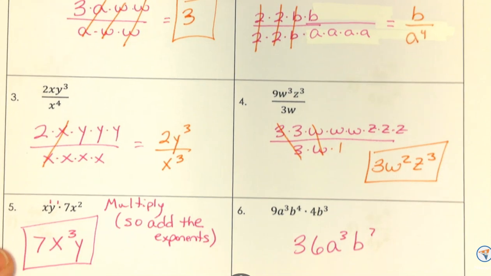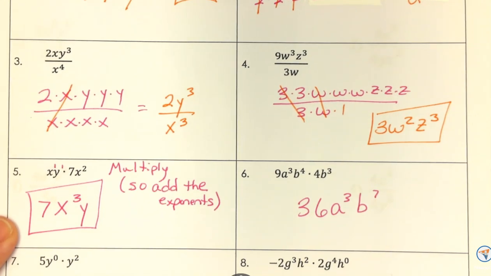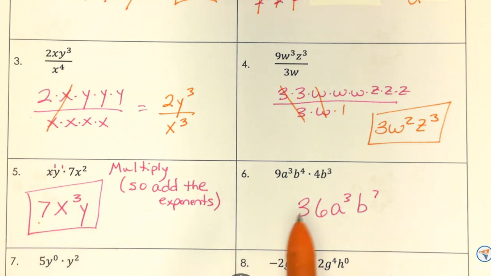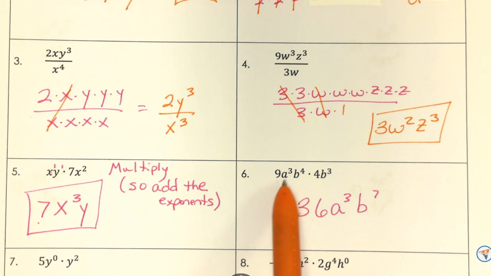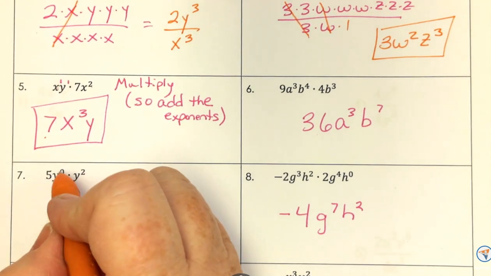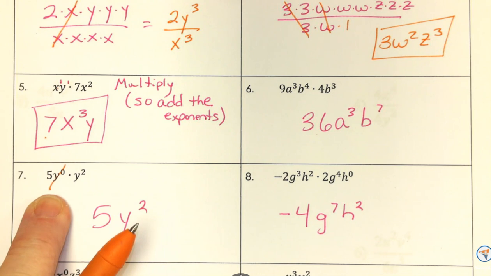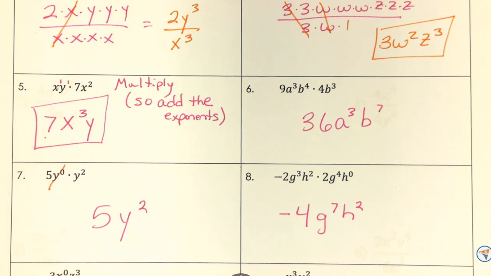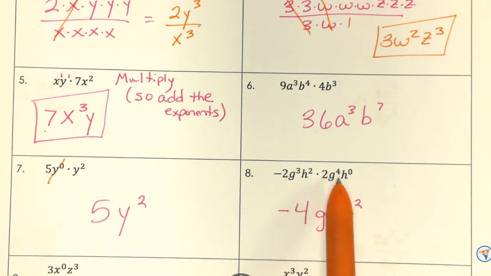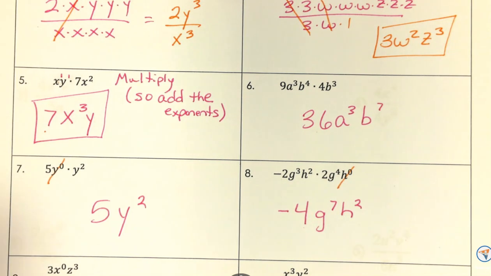All right, this one we jumped to multiplication. All that means is you're adding the exponents. Coefficient comes first. We have 3 X's and a Y. 9 times 4 is 36. A to the 3rd, B to the 7th. This just cancels out because it's 0, right? So I have 5Y to the 2nd. Negative 2 times 2 is negative 4. G to the 7th, H to the 2nd, because that one equals 1.